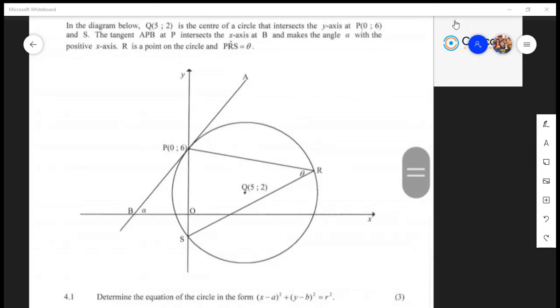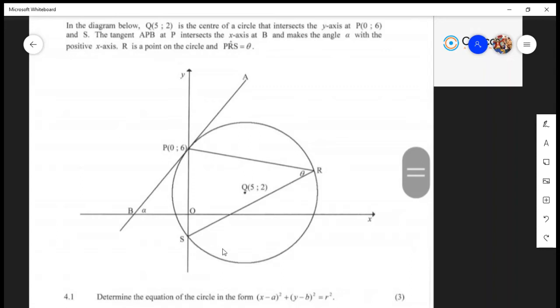In the diagram below, Q has coordinates 5 and 2 and is the center of a circle that intersects the y-axis at P, which is 0 and 6, and S. So we've got this circle with center Q, and it's intersecting the y-axis at point P and at point S at the bottom. So point S is going to have an x value of 0 and a y value that will be a negative number.